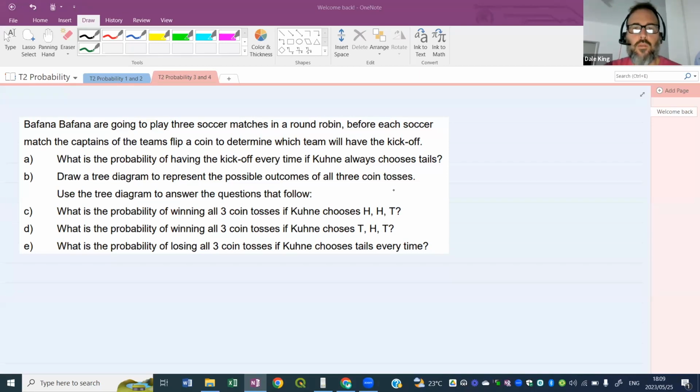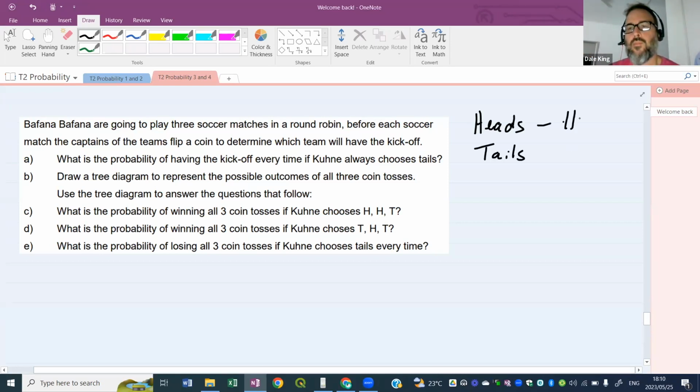So please go ahead and start to draw a tree diagram for 3 coin tosses, one after the other. Remember, when you toss a coin to start off this tree diagram, how many options are there? 2. Heads or tails. So let's say heads is H and tails is T. Okay, so those are your options, heads or tails, to start off this tree diagram.